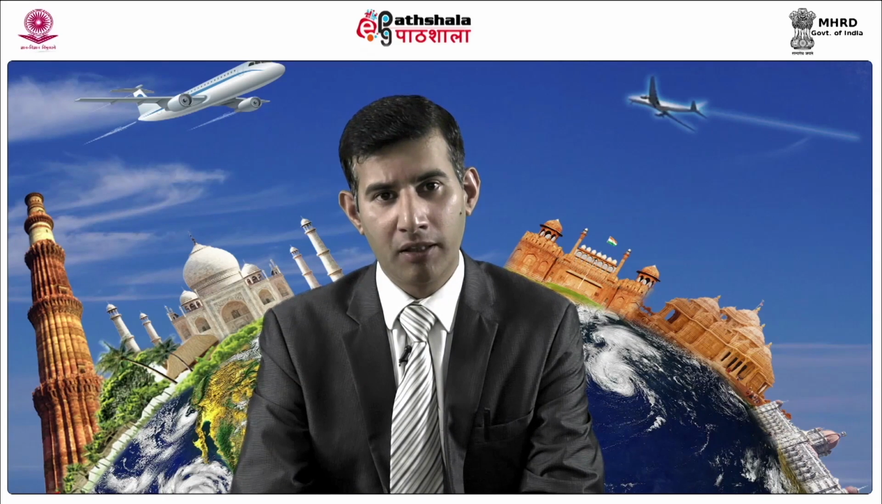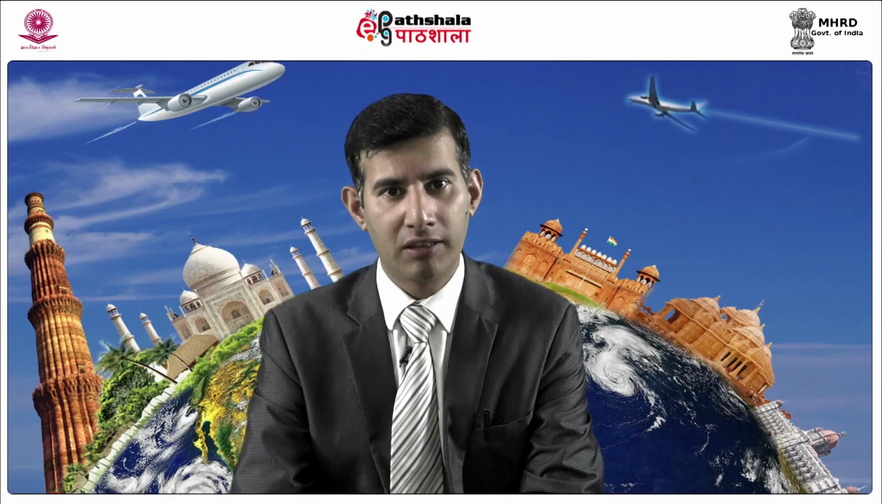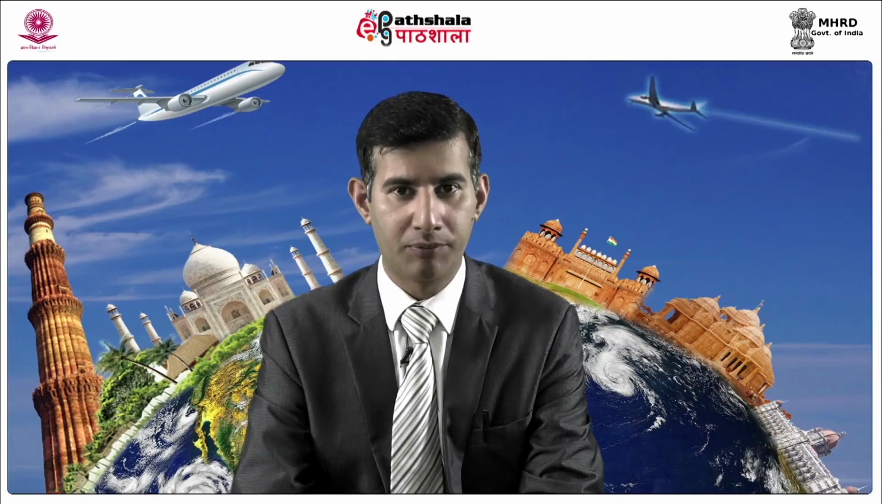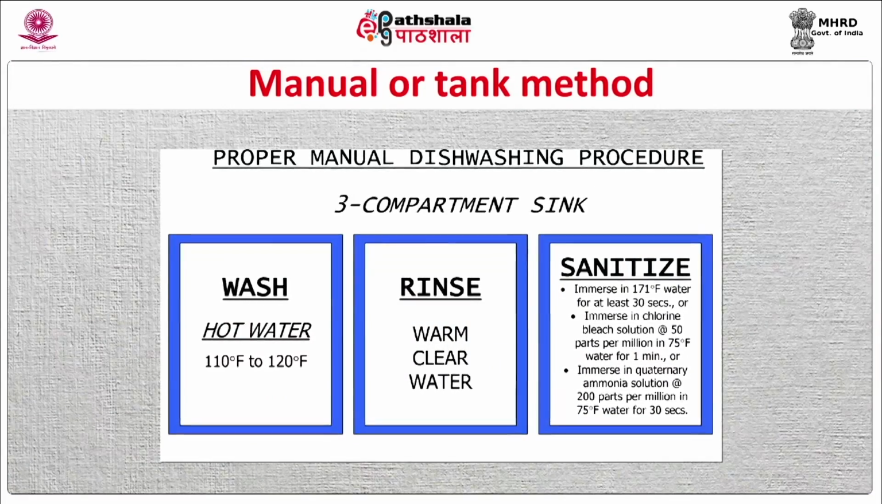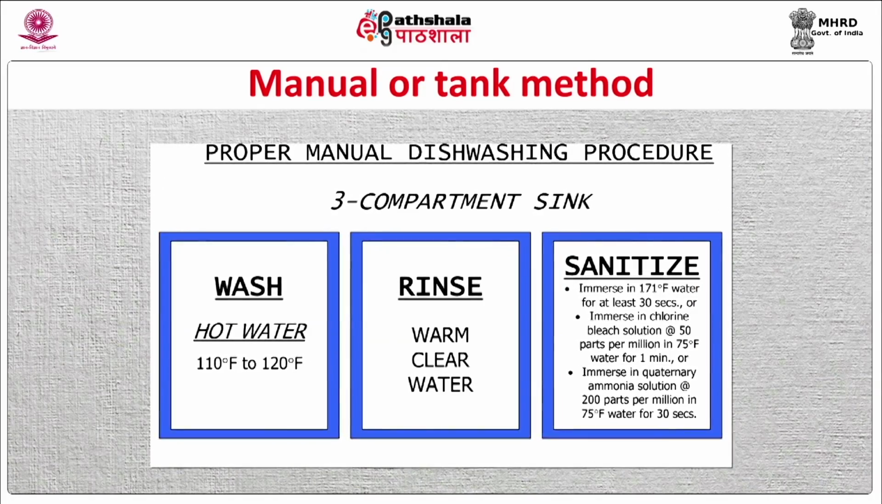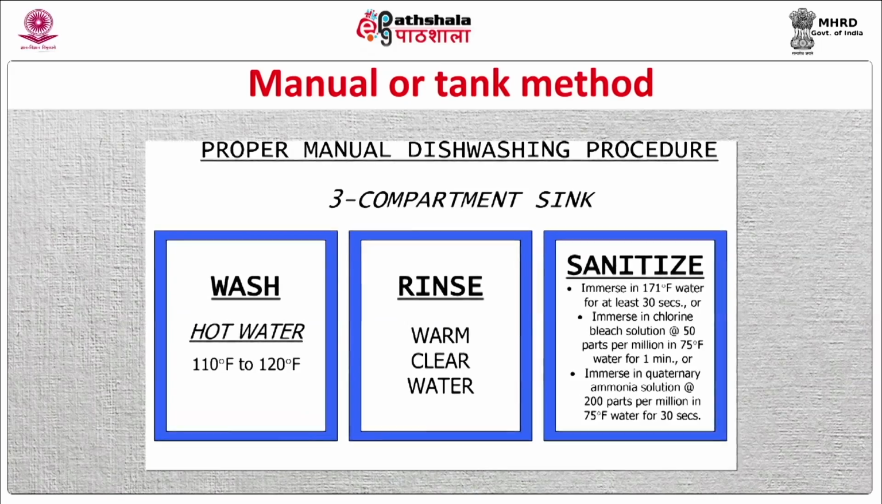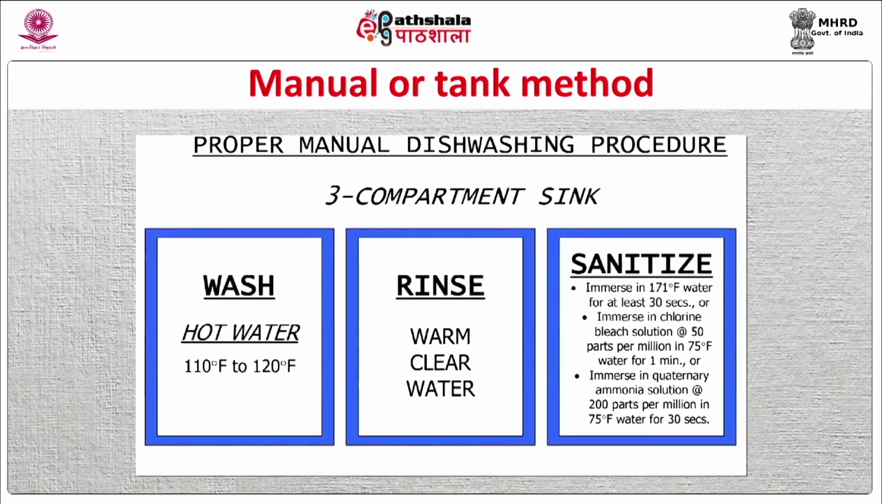In the 2-sink method, the dishes are washed and rinsed in the first tank, whereas the second sink is for sanitizing the utensils. In the 3-sink method, the first tank is used for washing, the second for rinsing and the third for sanitizing. The ideal temperature of water is 43 degrees Celsius for washing and 75 degrees Celsius for sanitizing.